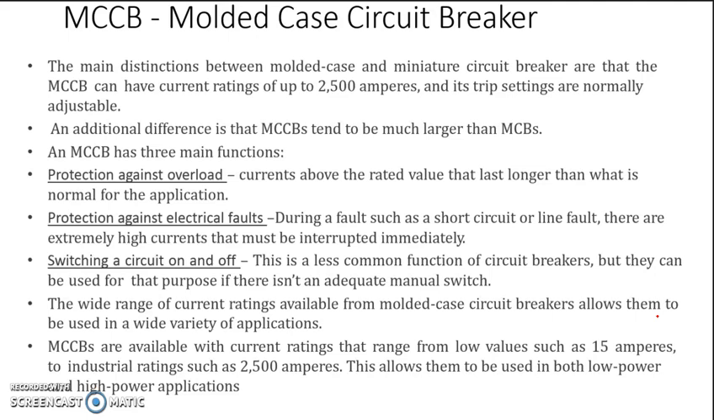The next one is a molded case circuit breaker. So the main difference is that they have higher current ratings up to 2500 amperes, and the trip settings are adjustable. It also has protection against overload. It also has protection against electrical faults, and it can also act as a switching circuit, on or off. So the MCCBs are much larger than the MCBs, and they are able to carry a larger amount of current.